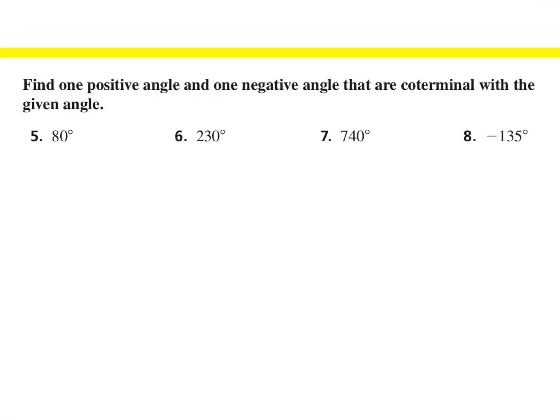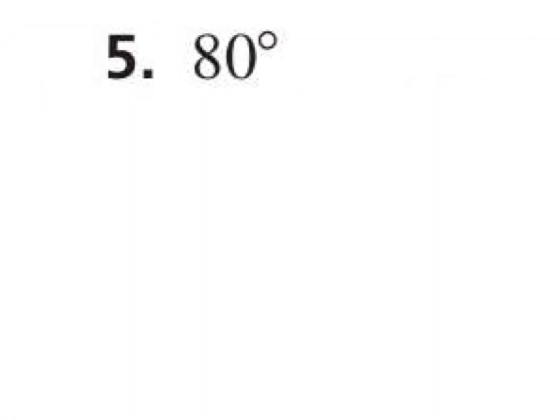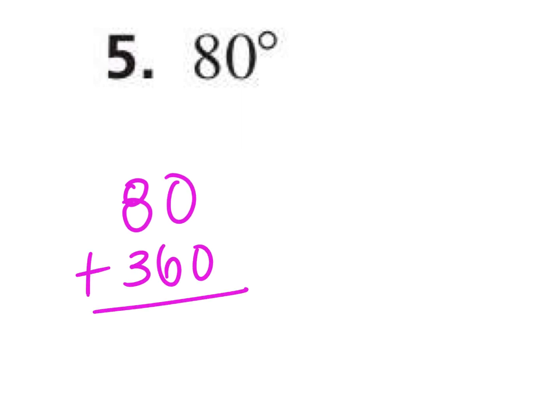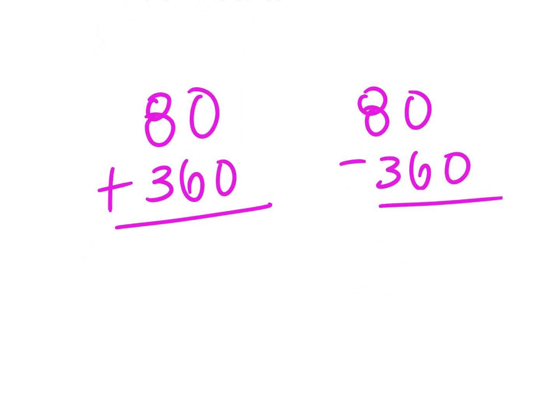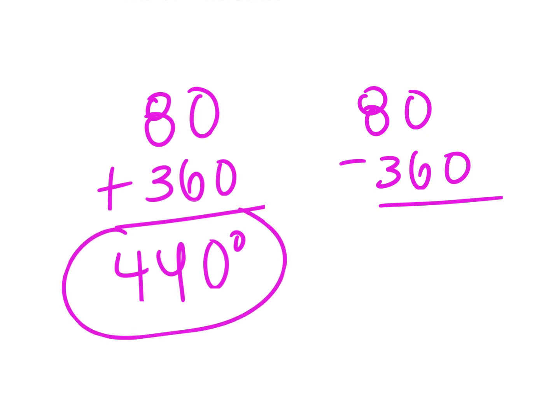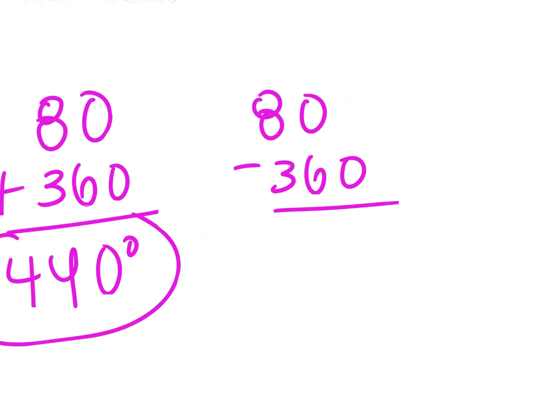All right. Do we have to go through all these? We'll just do it real quick. 80. We'll do a couple of these. 80 plus 360 and 80 minus 360. It's always the angle first, not the 360. So what's 80 plus 360? 440 degrees. Perfect. What's 80 minus 360?